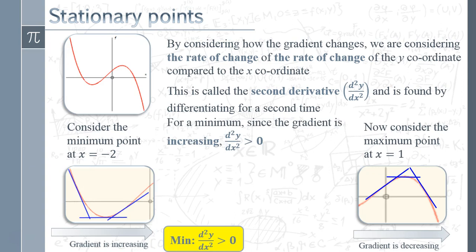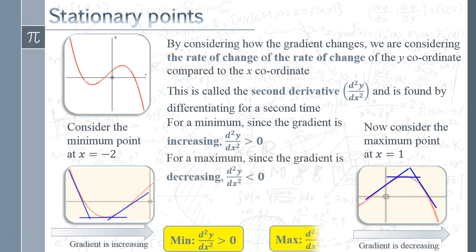Now, if we go around a minimum point, the gradient is increasing, so the rate of change of the gradient will be positive because the gradient is getting bigger. So for a minimum point, d squared y over dx squared is greater than 0. And the reverse is going to be true for a maximum point because the gradient is decreasing. So the rate of change of the gradient is negative. So d squared y over dx squared is less than 0.